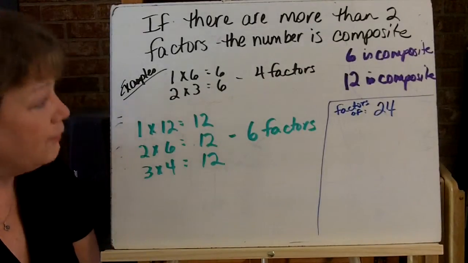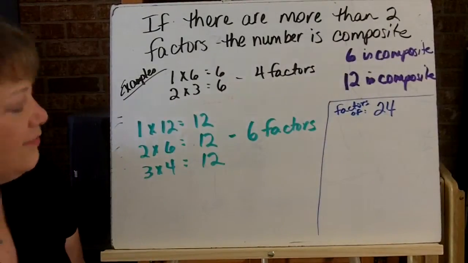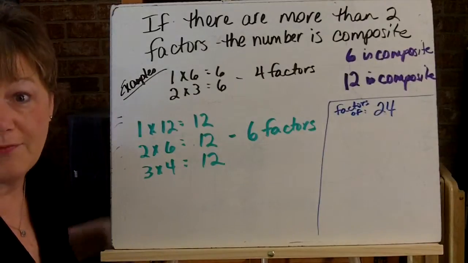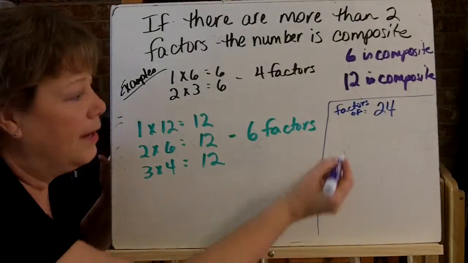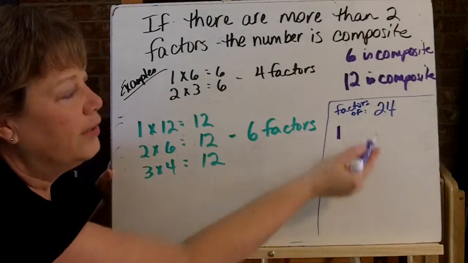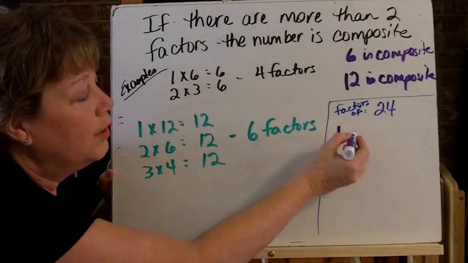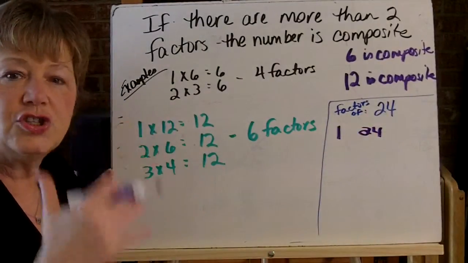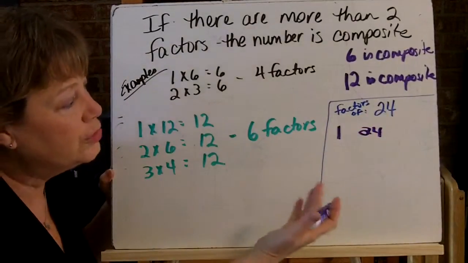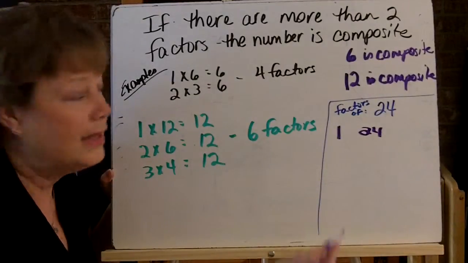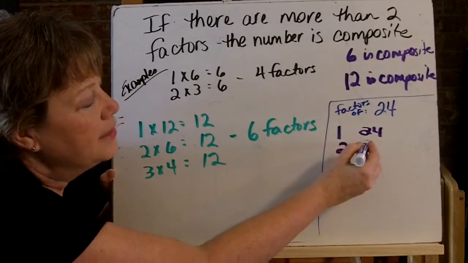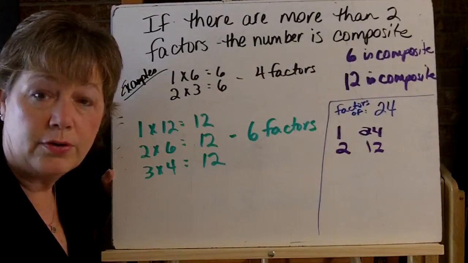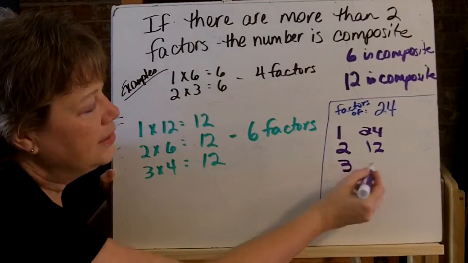Now, I've shared with you before that the way I like to find factors is starting with the number 1, because 1 is always a factor. So I kind of pair them up. 1 times what will give me 24? Well, it's 1 times 24. So those are 2 factors. Then I just start numerically down. Will 2 times something equal 24? Yes, it will. 2 times 12. Will 3 times something equal 24? Yes, it will. 3 times 8.